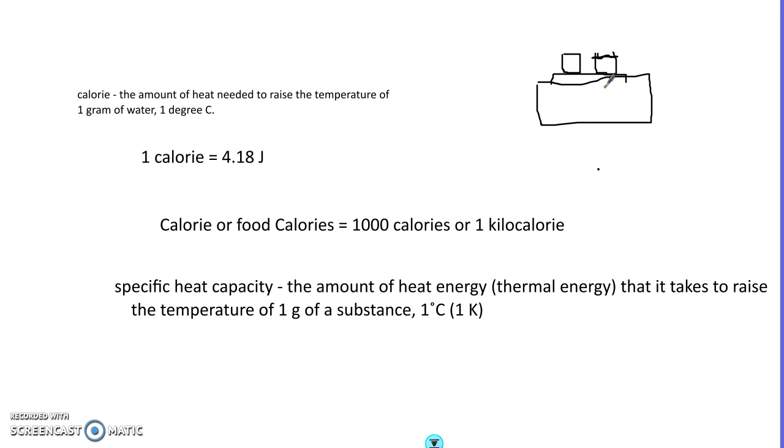Something with a high specific heat means it takes a lot of thermal energy to make the temperature go up, just like water. And so it's going to take a lot of thermal energy. Therefore, they're going to heat up slowly. All right. Now, what about cooling down?